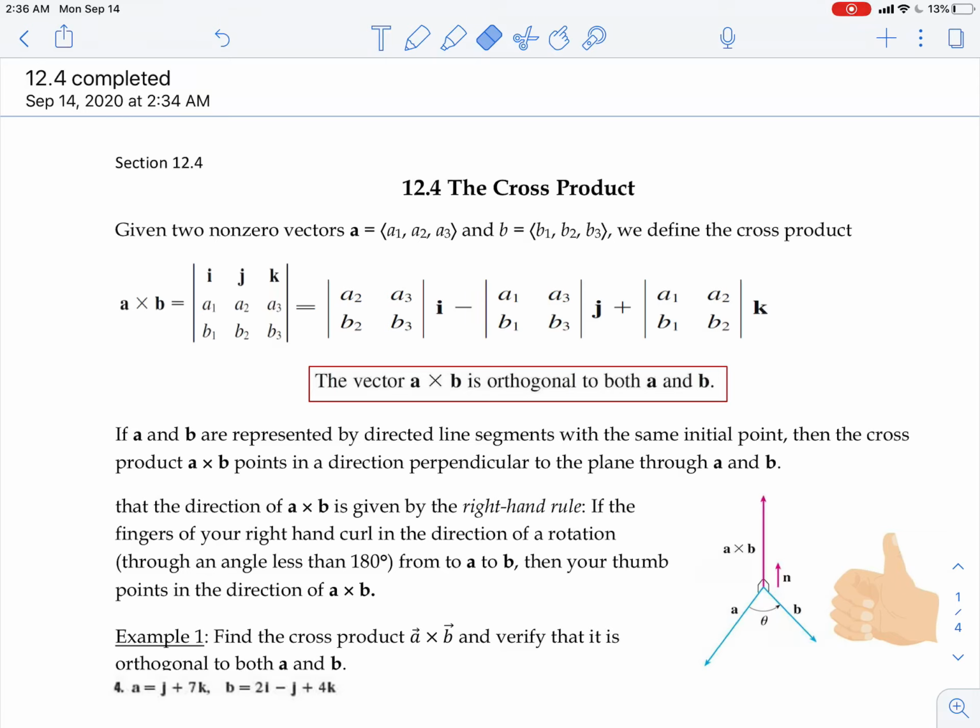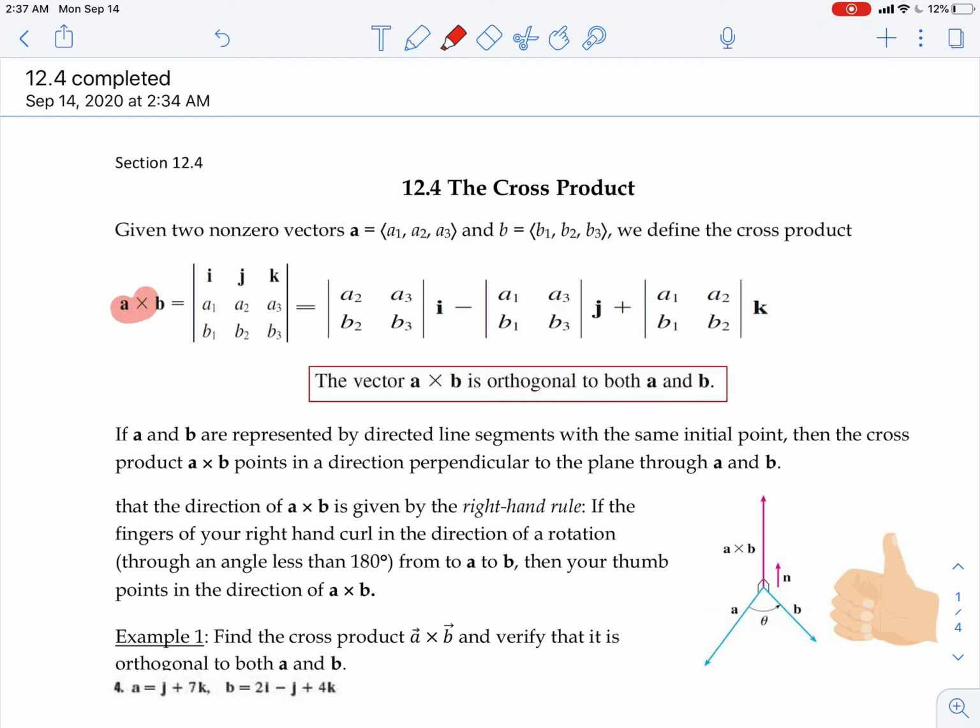Hey everyone, and welcome to 12.4, the cross product. So what we're going to talk about today is another way of multiplying matrices, but this time after we multiply our matrices, we're actually going to get a vector. Instead of producing a scalar like the dot product does, the cross product is going to give us another vector, and that vector is going to be orthogonal to the two vectors that we use for the cross product.